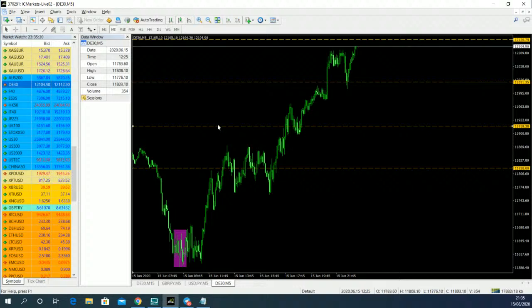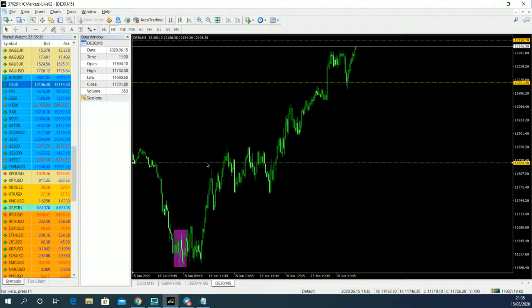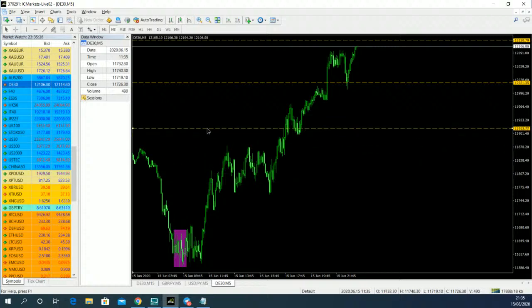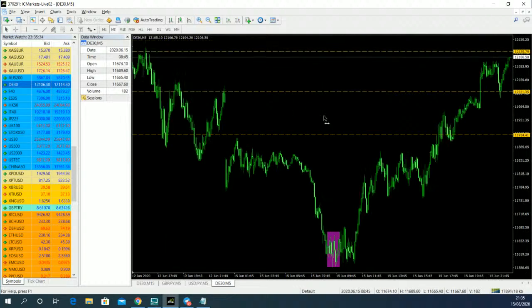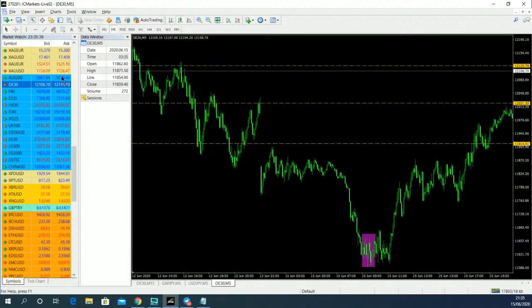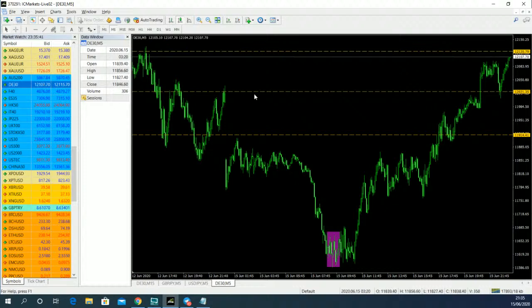Then the market moves also in your favor. TP2 is gone. Your second trade is gone. You say bye bye second trade. You move your stop loss again to the same point. The market is good to you again. Say you're gone, TP3. Bye bye.